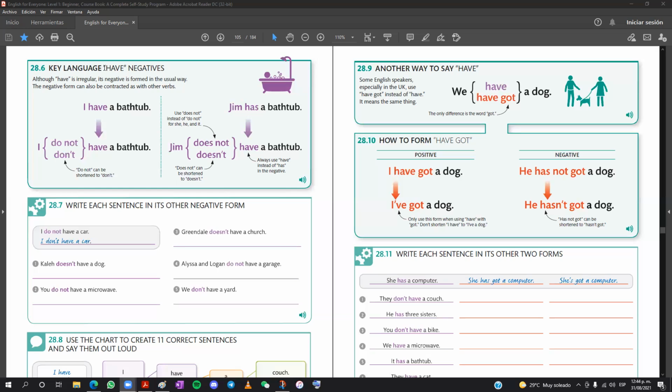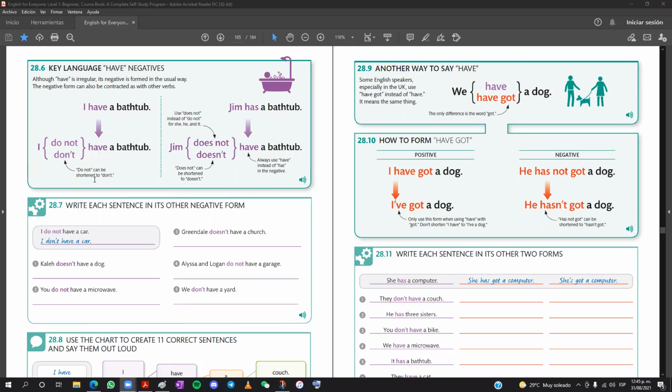Entonces, clase de lenguaje, tener negativos. Aunque tener es irregular, su negativo es formado de la manera usual. También la forma negativa puede ser contractada como los otros verbos, ¿no? Entonces, I have a bathtub, I do not have a bathtub, I don't have a bathtub.